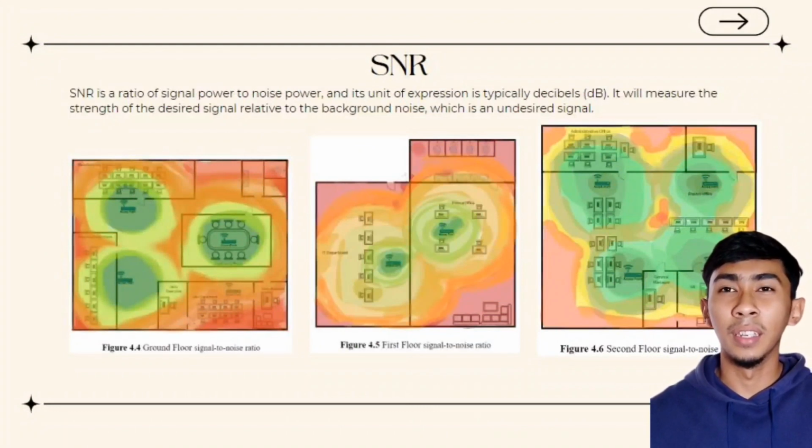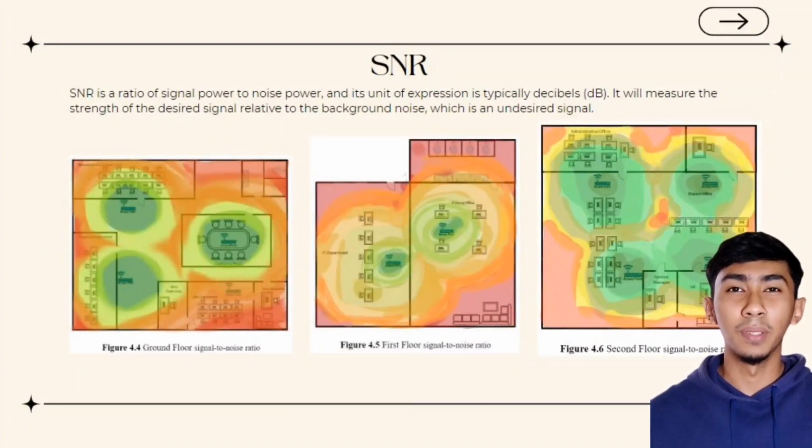So next is an analysis of SNR. SNR is the ratio of signal power to noise power, and its unit of expression is typically decibels. It measures the strength of the desired signal relative to the background noise, which is an undesired signal. It is also imperative to distinguish various output signals to achieve efficient output. A higher SNR value means the signal is clearer. A good SNR is 20 dB or above, which has signal levels much higher than noise levels.